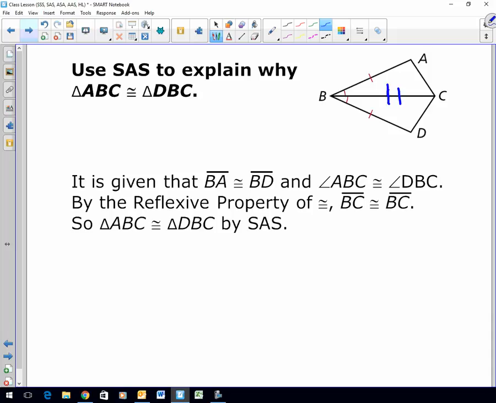Question. If this is true, why am I using side, angle, side? Because B is both. Angle B goes to both triangles. Angle B is included in both triangles. Perfect. What about the angles themselves? They are what in relationship to the sides?